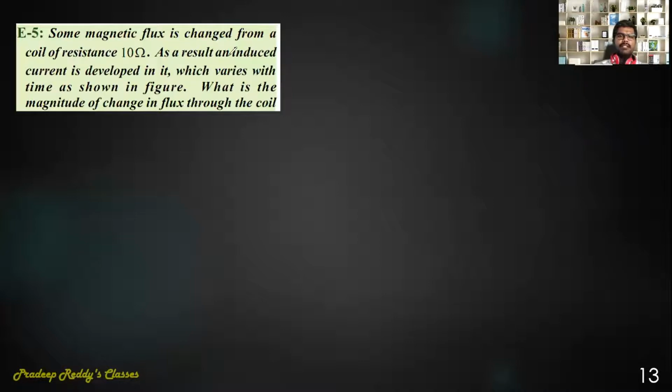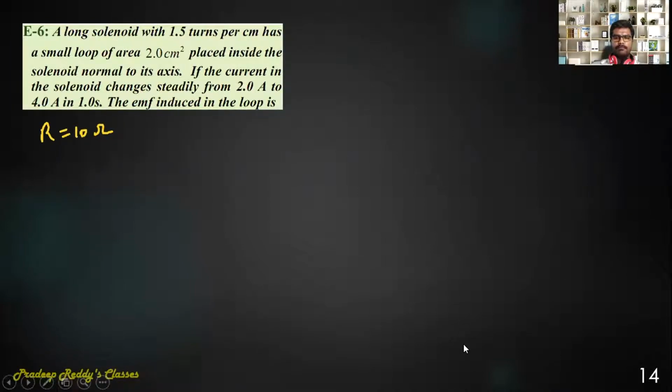Some magnetic flux is changed in a coil of resistance 10 ohm. The coil resistance is given as 10 ohm. As a result, an induced current is developed in it, which varies with time. I'm sorry, the question is incomplete here. So we will go with the next question. Actually, there should be one figure. That figure is missing in the question. We'll go with the other problem.